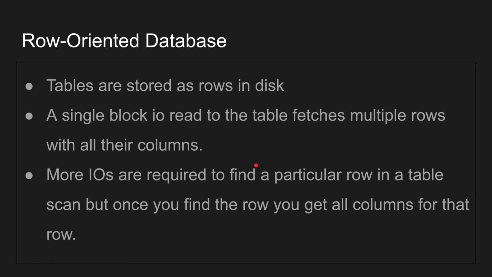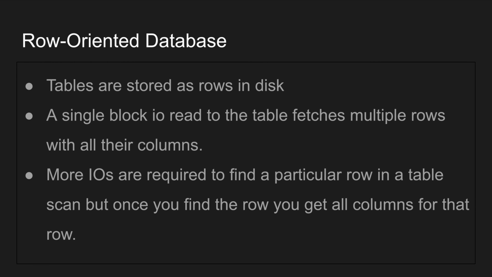Yeah. So first, row-oriented databases, guys. For row-oriented databases, tables are stored as rows on disk. This might sound a little confusing when you first read it. I was like, of course, Hussein, how else are you going to store stuff? You're going to store row by row, right?